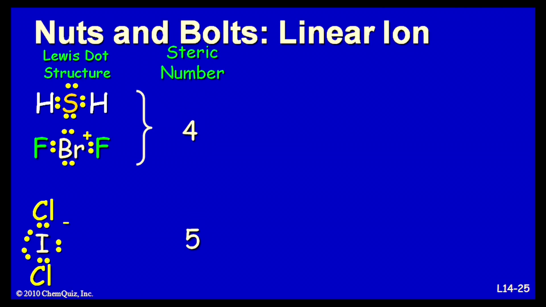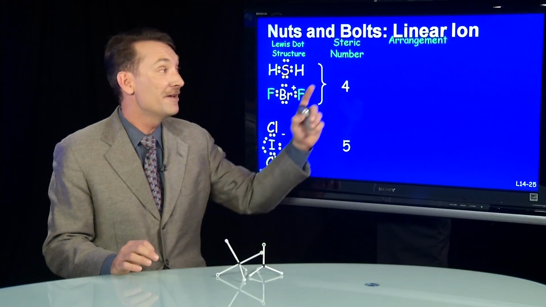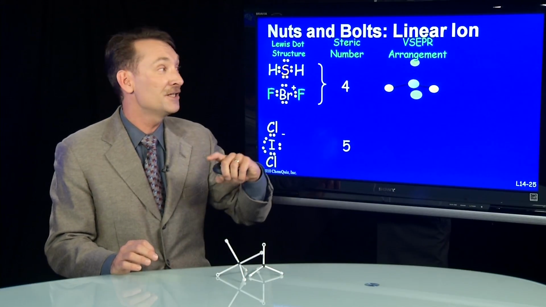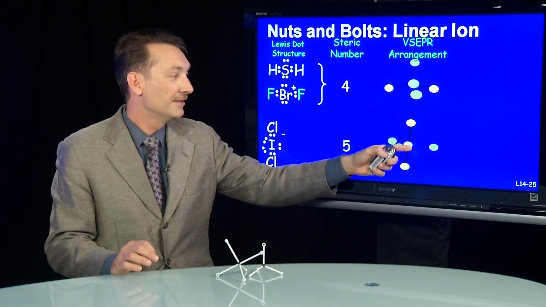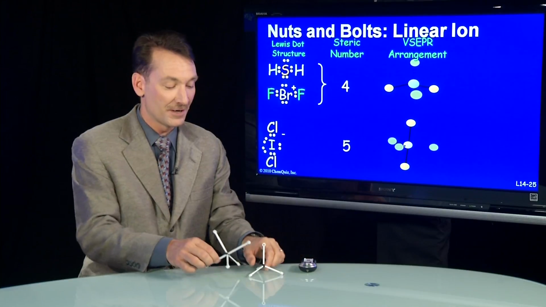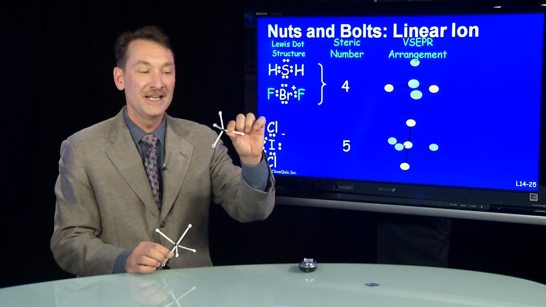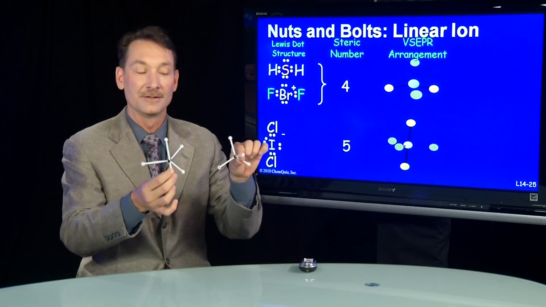The ICl2- has 2 chlorines and 3 lone pairs about the iodine. So that has steric number 5. Now, steric number 4 and steric number 5 give us VSEPR arrangements of tetrahedral for steric number 4 and trigonal bipyramidal for steric number 5. I have those 2 here. Here's the tetrahedral arrangement and the trigonal bipyramidal arrangement.